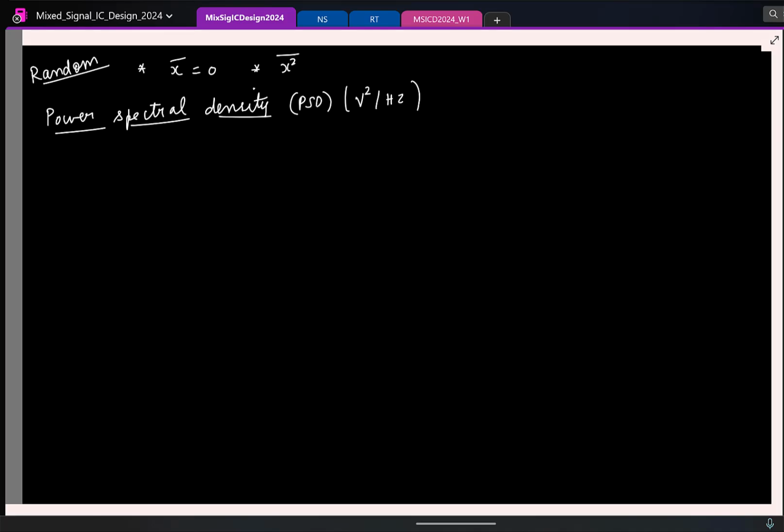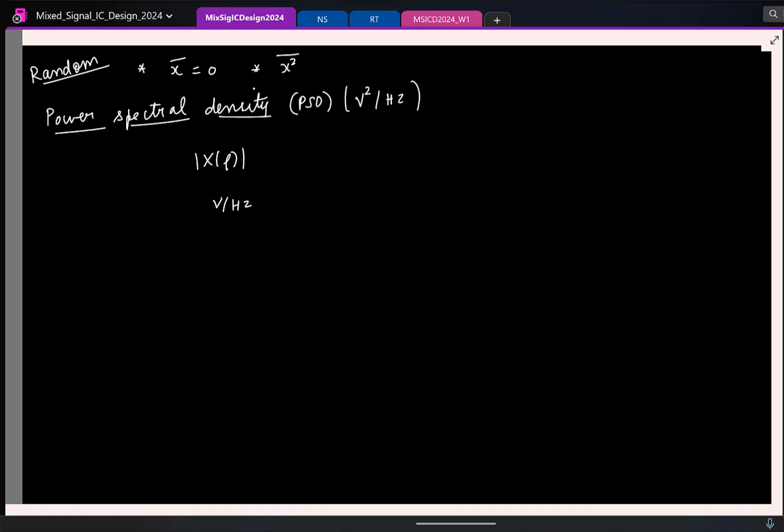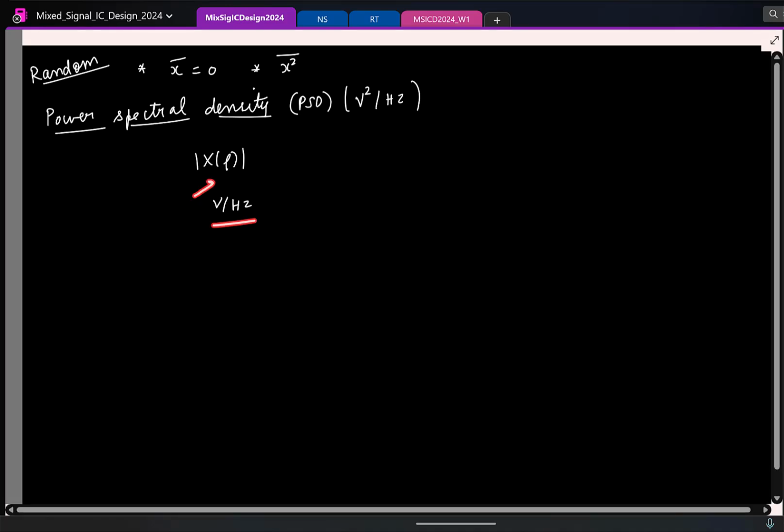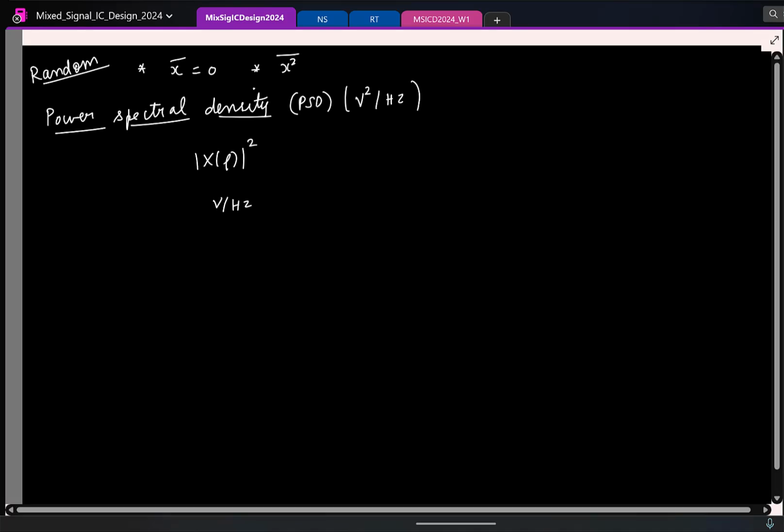Okay. Right. So I know that if I take Fourier transform, I get something with volt per hertz. I want something which has units of volt square per hertz. Can you guess what I can do? If I take X of f that has volts per hertz, I want something which has volt square per hertz. What can you do? Simply, if I take square, what do you get?